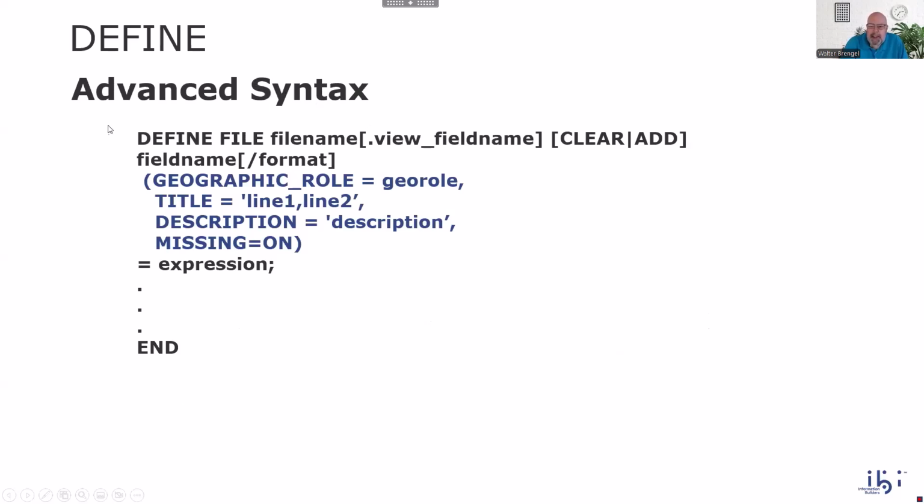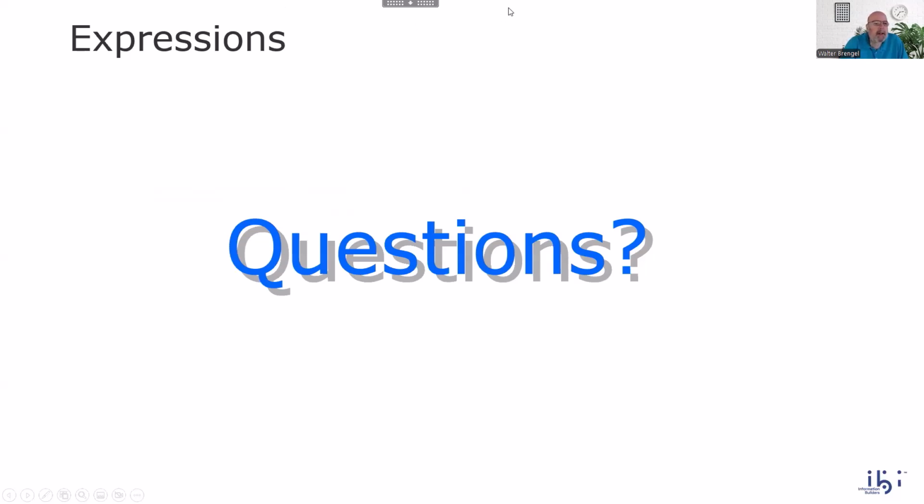Here's some advanced syntax where you can put different parameters or key or tokens before the equal sign. So here we have geographic role, title, description. So just like in your synonym and your master where you have title and descriptions at the field levels, you can also add them to define fields. And that is all I have.